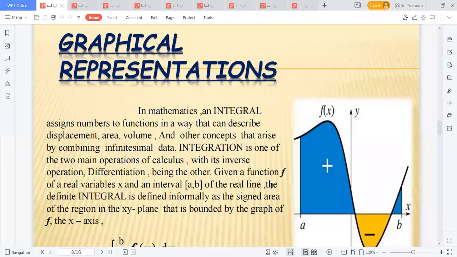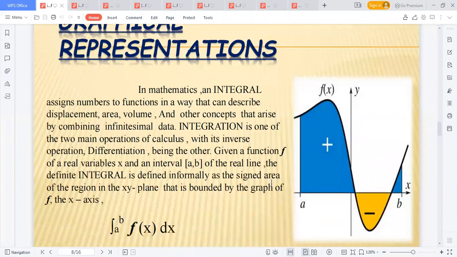Now graphical representation of integral. Actually, in definite integrals, this is the main theme. In mathematics, an integral assigns a number to a function in a way that can describe displacement, area, volume, and other concepts that arise by combining infinitesimal data. Integration is one of the two main operations of calculus, with its inverse operation, differentiation, being the other.